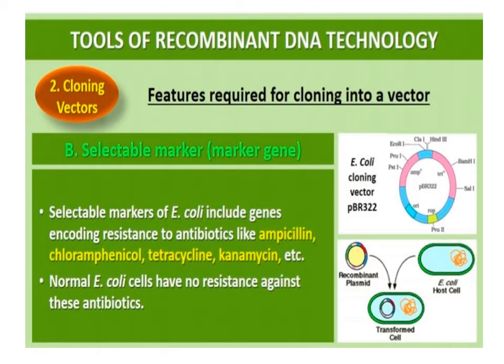Normally, genes encoding resistance to antibiotics such as ampicillin, chloramphenicol, tetracycline, kanamycin, etc. act as selectable markers. Normal E. coli cells do not carry resistance against any of these antibiotics.